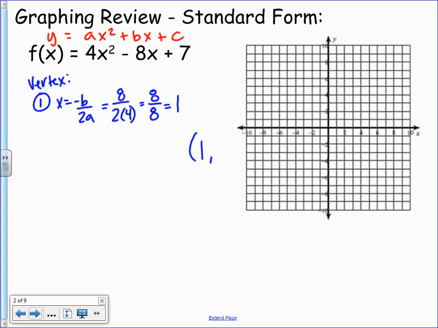If I know the x-coordinate, then all I have to do is plug in to get y. And that's what my note will tell me is my second step. So everywhere I see x in the original equation, I'm going to go ahead and plug in a 1.